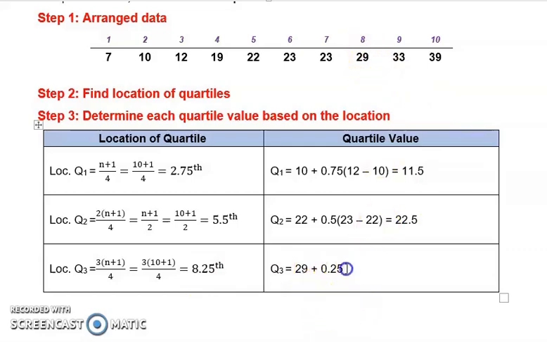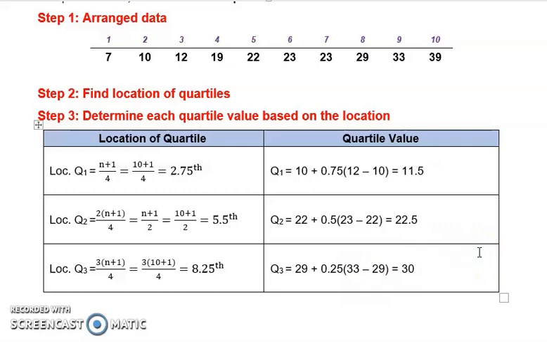So 0.25 multiplied by the difference between the two locations, so 33 minus 29. When you calculate this, Q3 will be equal to 30.